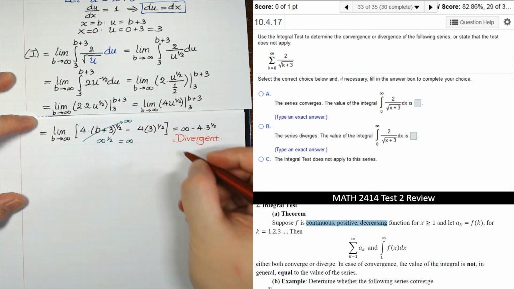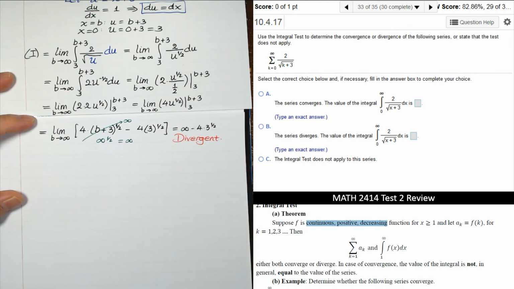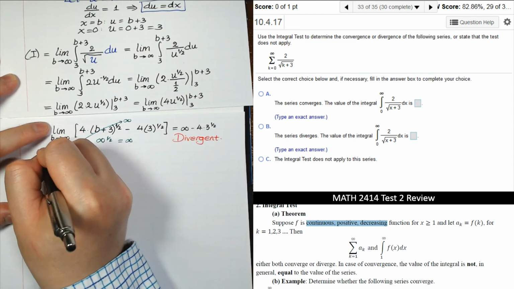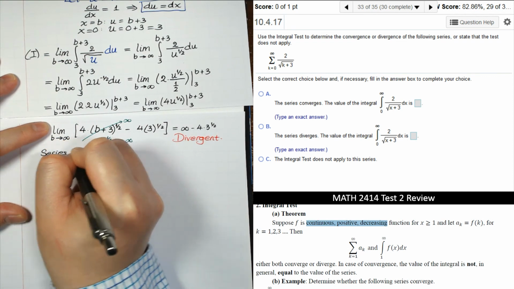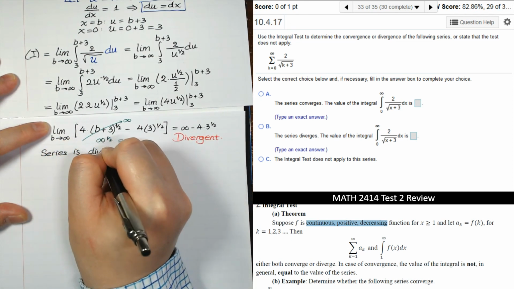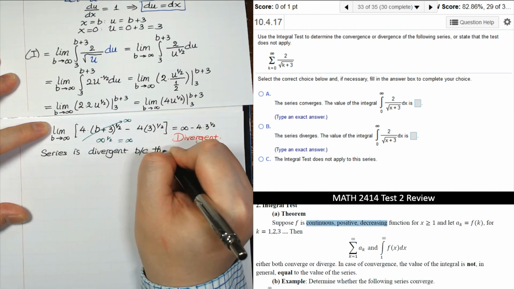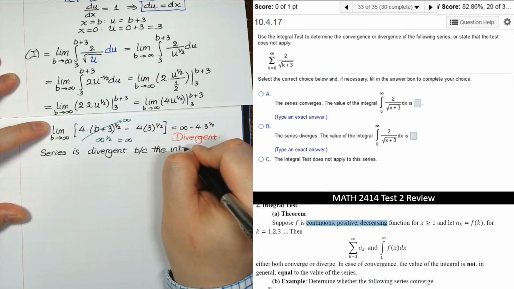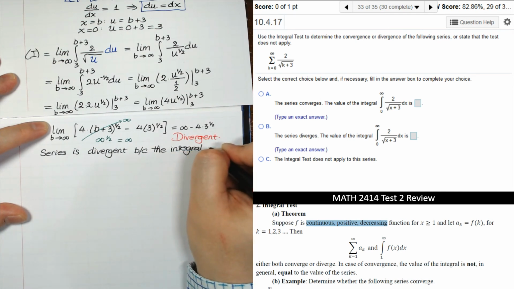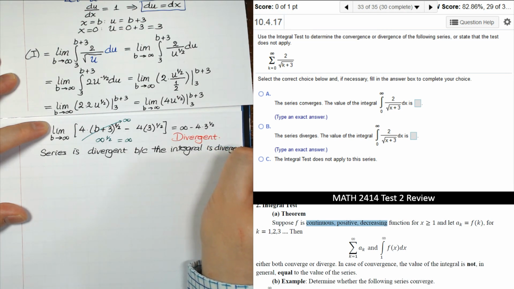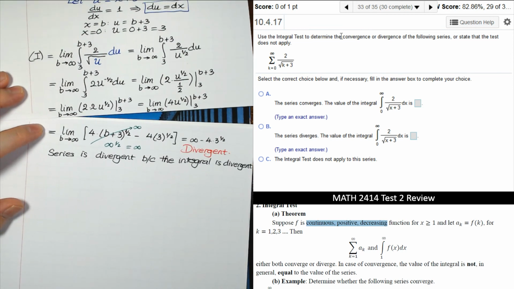If the integral is divergent, the series is also divergent. So the series is divergent because the integral is divergent. Oh, there's an option that says the integral test does not apply.